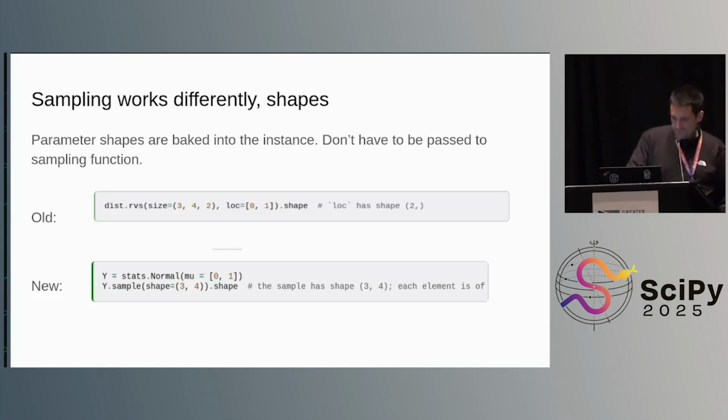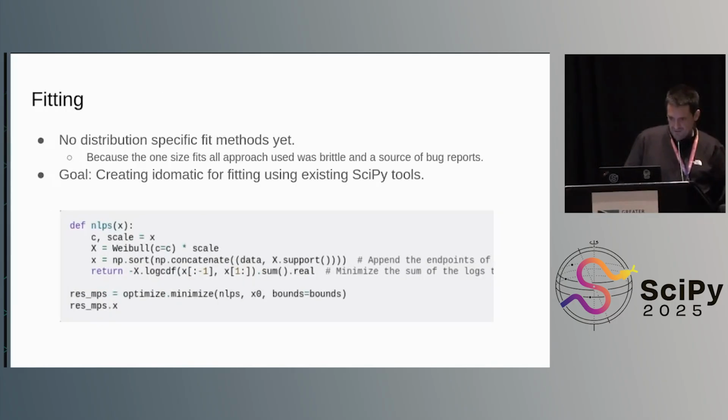But now parameter shapes are baked into the distribution instances. So this parameter, the mean here, is 2D. And then when you sample, each sample has shape 2D, you ask for a 3-by-4 array of samples, and you get a 3D array result in the way you would expect, and not have to deal with this stuff.